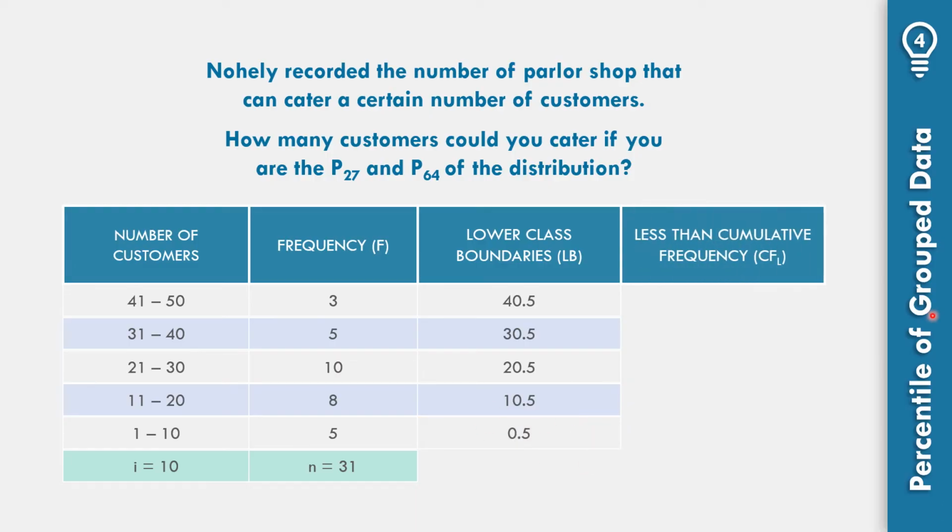Next, let us compute the less than cumulative frequency. So we will choose 5. So copy 5. And then 5 plus 8, the answer is equal to 13. 13 plus 10, that is equal to 23. 23 plus 5, that is equal to 28. 28 plus 3, the answer is equal to 31.